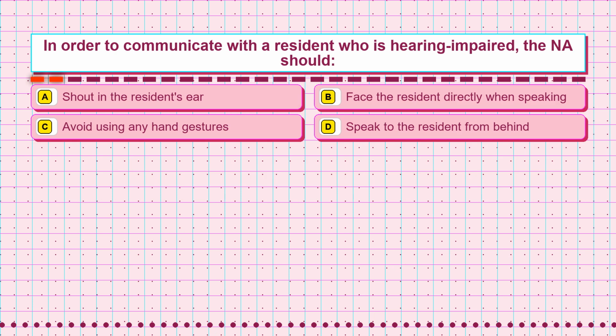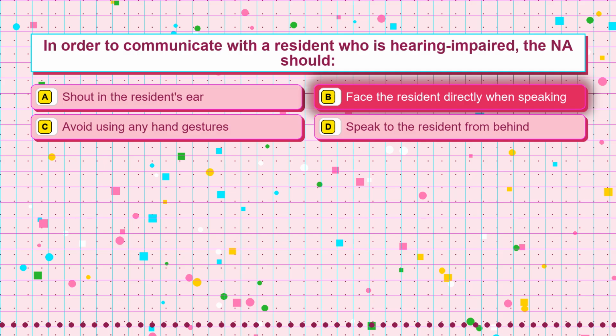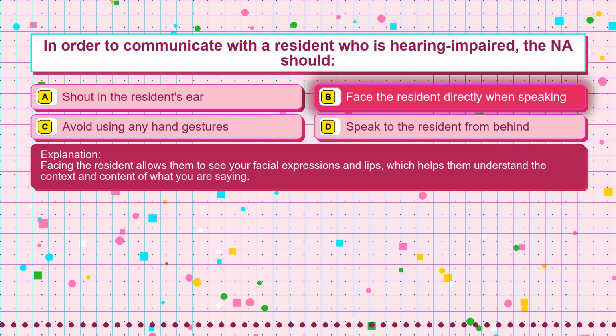Question 47. In order to communicate with a resident who is hearing impaired, the NA should: Option A, shout in the resident's ear. Option B, face the resident directly when speaking. Option C, avoid using any hand gestures. Option D, speak to the resident from behind. The correct answer is option B, face the resident directly when speaking. Facing the resident allows them to see your facial expressions and lips, which helps them understand the context and content of what you are saying.